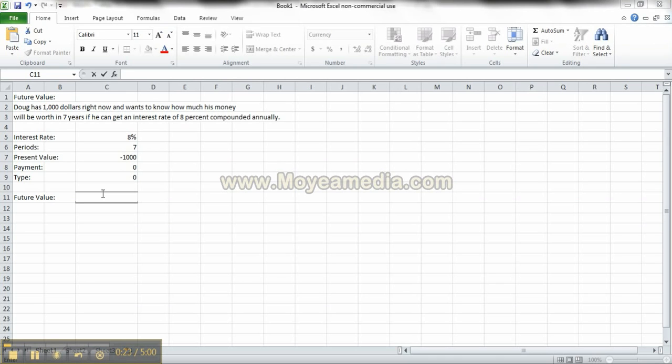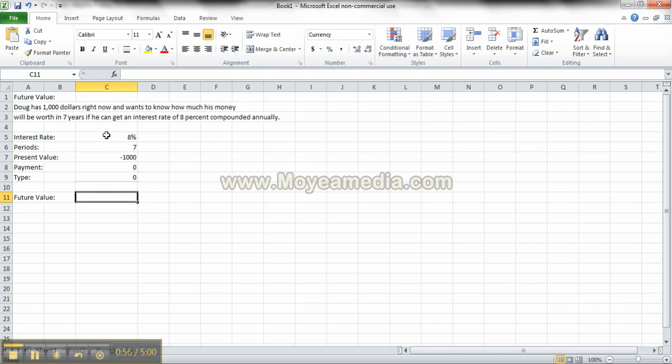To illustrate how it works, we have an example problem for you guys here. Doug has $1,000 right now and wants to know how much his money will be worth in 7 years if he can get an interest rate of 8% compounded annually. So as we have on our template, interest rate 8%, number of periods 7 because it is compounded annually. Present value is negative 1,000 because it's the initial investment, money being put in. Then payment is 0 for this type of problem, and type is also 0.